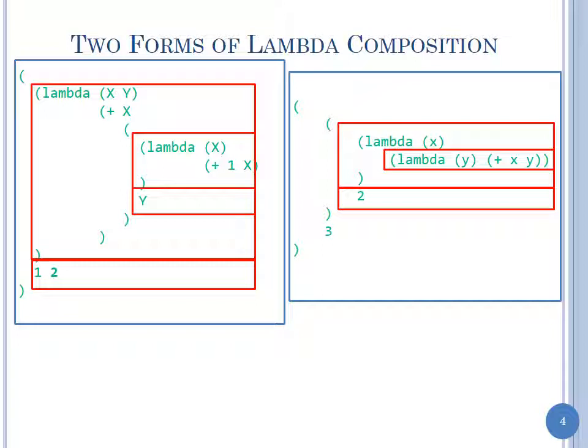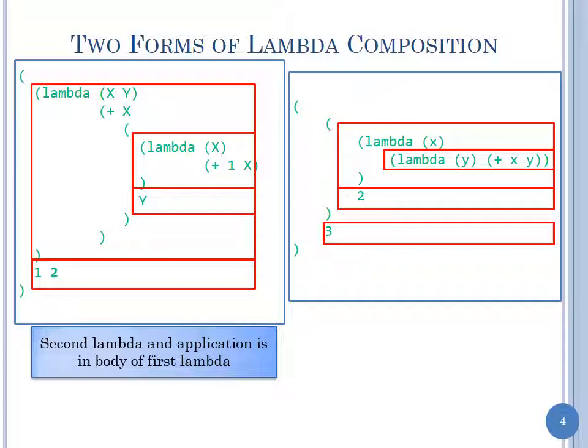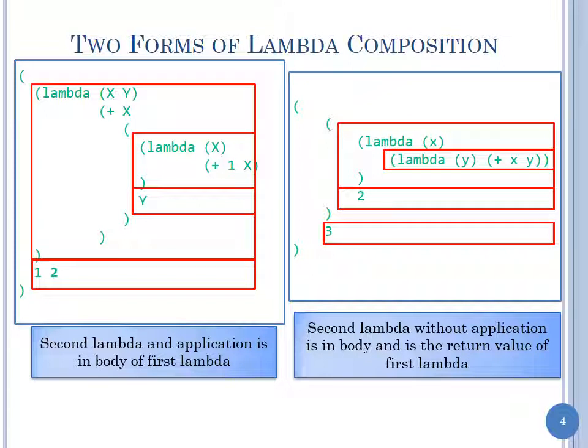The difference is that the inner lambda application occurs within the outer lambda application. In the right-hand case, the outer lambda application occurs on the lambda expression returned by the inner lambda. The inner lambda application occurs after the outer lambda has evaluated. So in effect, the second lambda and application is in the body of the first lambda. The second lambda without application is in the body and is the returned value of the first lambda.